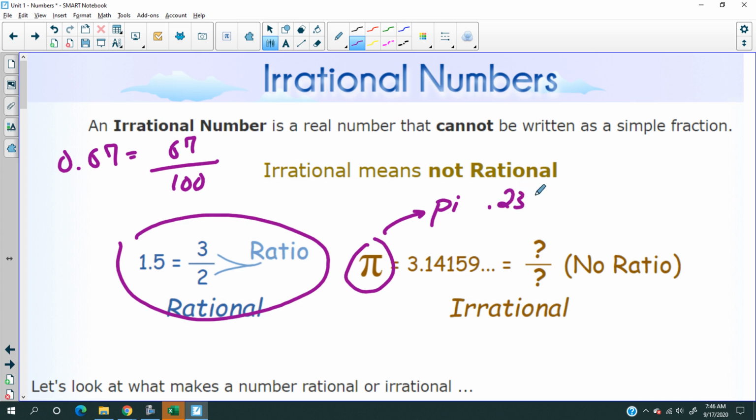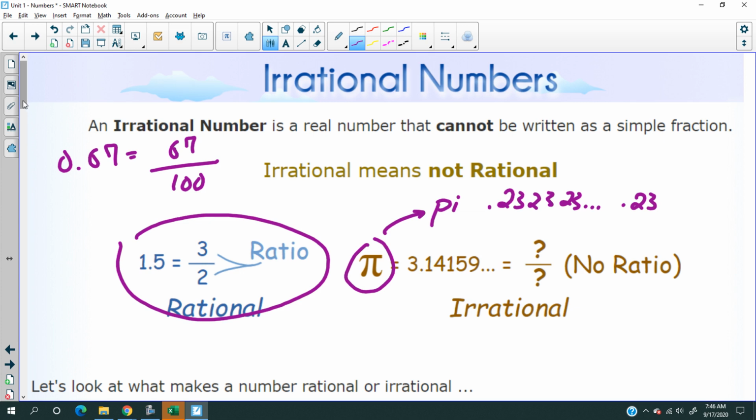Repeating would be something like this. That's repeating. A terminating decimal would just be something like this. Now this can keep going, obviously. So that's what I mean by repeating and terminating decimals. Okay, so pi is not rational because you cannot possibly write a non-terminating, non-repeating decimal as a fraction.